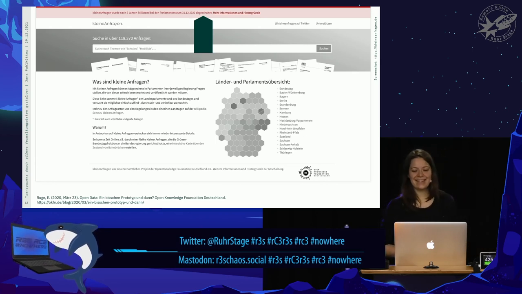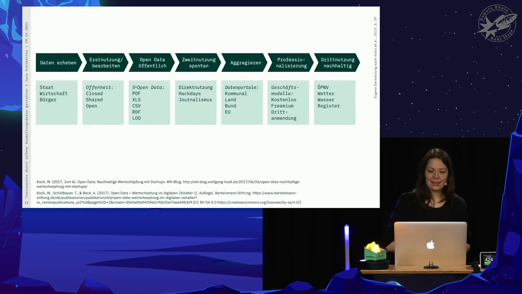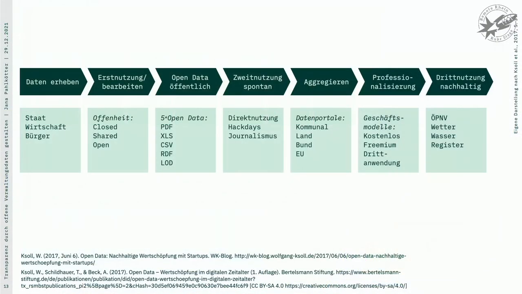Though yesterday, or the day before, I saw a talk about a study of the Sovereign Tech Fund. Maybe that's the first step to improve the situation. To also show the problematic situation in another way, this is a whole process by Wolfgang Soll. This graphic shows the process from the initial collection of data until it's finally used, the ideal process.